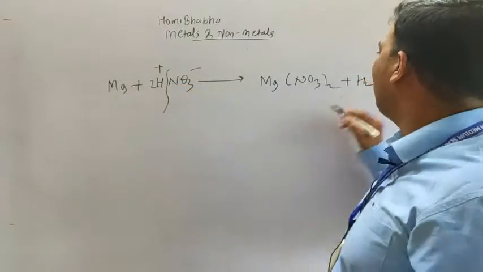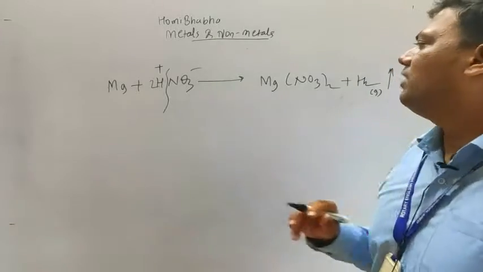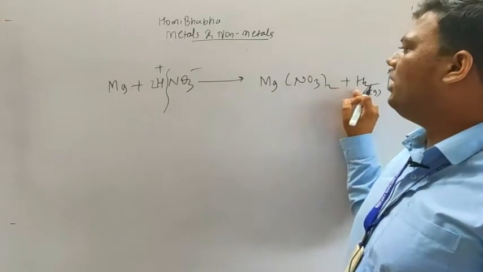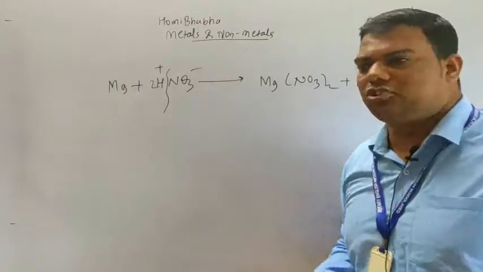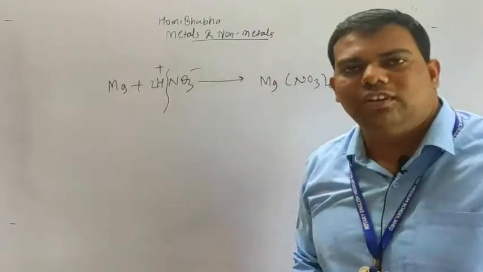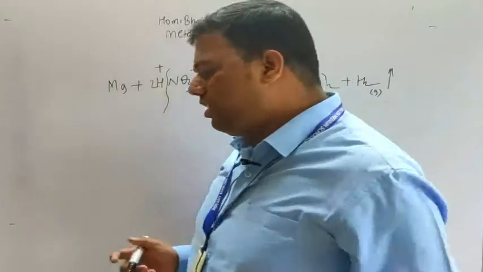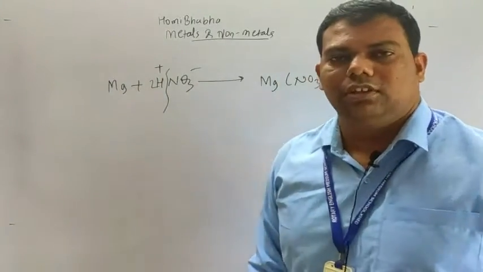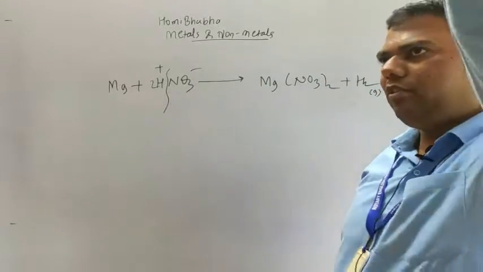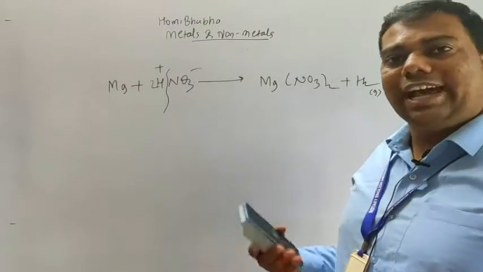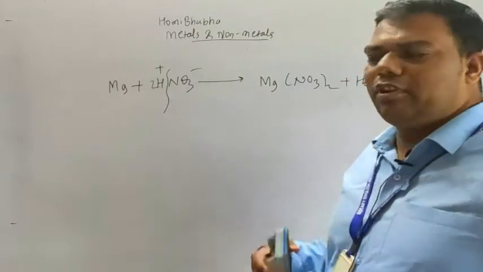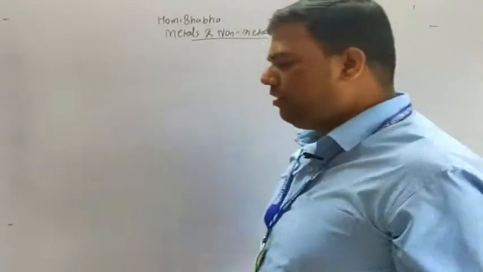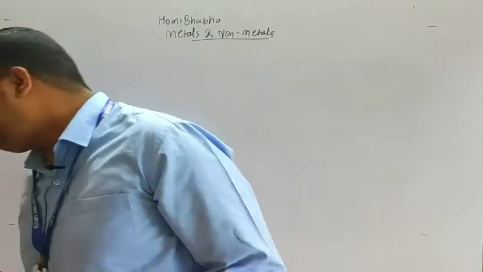So for balancing, take 2 for HNO3. 1 Mg, 1 Mg, 2 nitrogen, here also 2 nitrogen, 2 hydrogens also there. 6 oxygen here, 6 oxygen there. Understood? All these concepts are important. Now we will discuss one important topic. Our reactions with dilute mineral acids are over. Now we will move on to the next part. I hope you understood all the content from this topic.